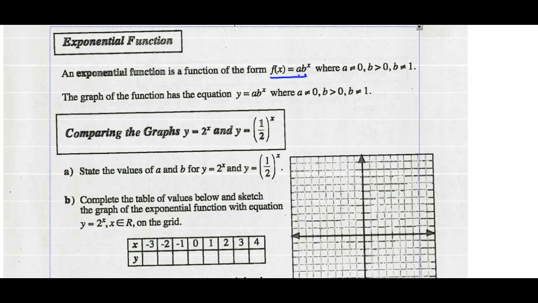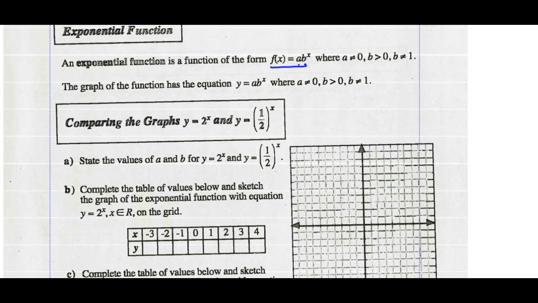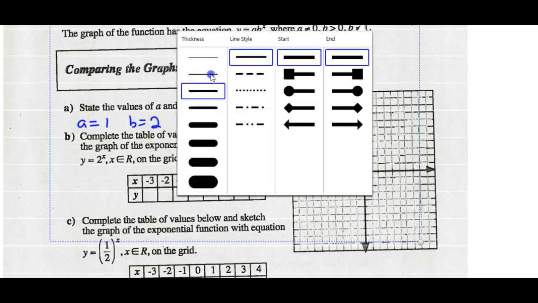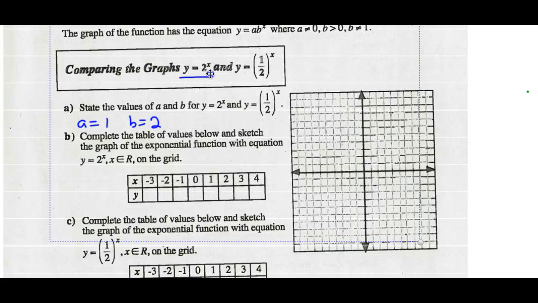Comparing the graphs of y = 2 to the x and y = (1/2) to the exponent x. So let's do y = 2 to the exponent x. The values of a for 2 to the exponent x: a is 1 and b is 2. For y = (1/2) to the exponent x, a is still 1, b is now 1/2. All right.